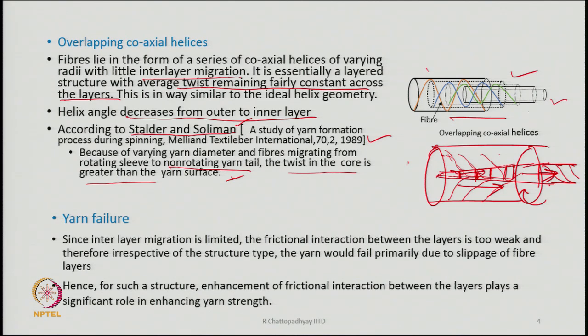If there is no interlayer migration, there is no gripping between the fibers, and therefore, hardly any strength will get into the yarn. So, since interlayer migration is limited, frictional interaction between the layers will be too weak, and irrespective of the structure type, the yarn would fail primarily due to slippage of fibers. That is one of the greatest weaknesses of DREF 2 technology.